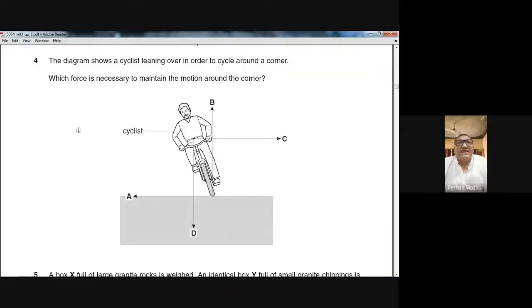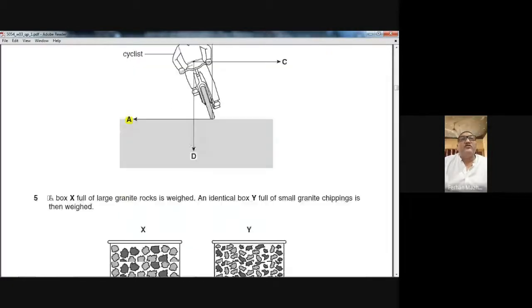Okay, the diagram shows a cyclist leaning over in order to cycle around the corner. Which force is necessary to maintain the motion around the corner? Whenever you turn in a corner, you need centripetal force. The direction of the centripetal force is always towards the center of the circle in which you are turning. Because it's leaning to the left, the center of the circle will also be on the left side. So clearly only A is the option. Question number 4, A is the right option.